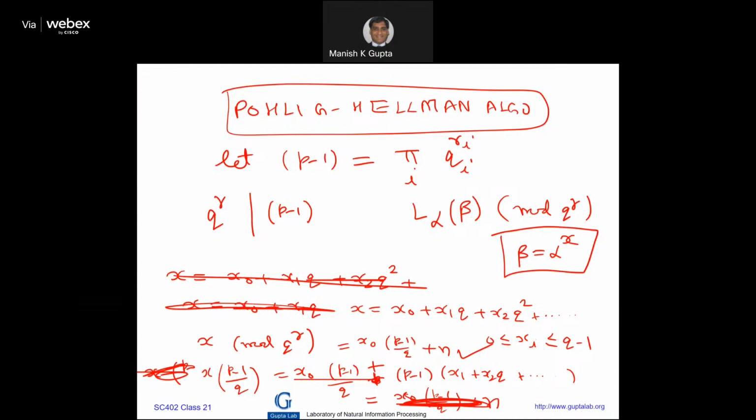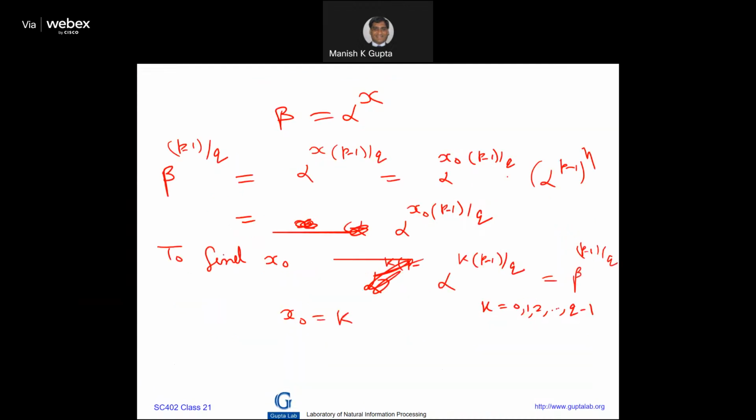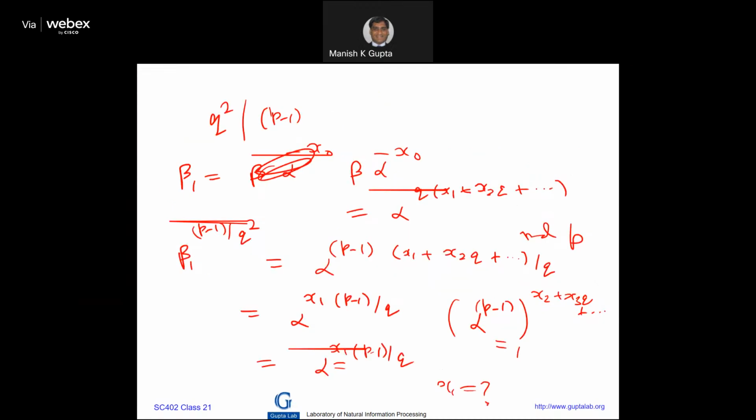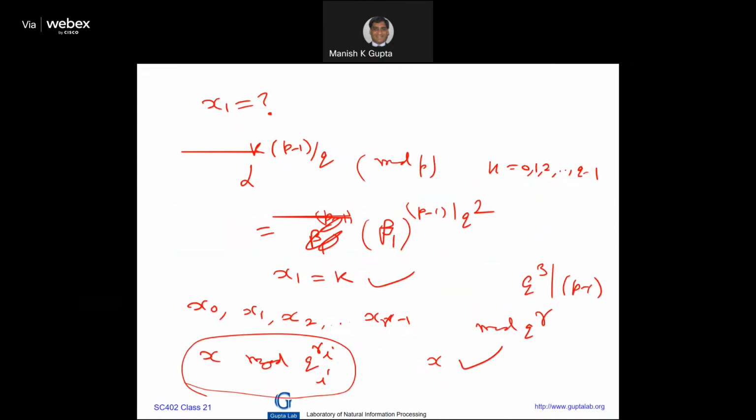We found x0. We similarly find x1, x2, and so on, and finally we find all these values. Each of these values we find modulo q raised to power r. By the combination, we find the value of x modulo q_i raised to power r_i. Now your friend the Chinese remainder theorem can be used, because the product of these is nothing but p minus 1. So using the Chinese remainder theorem, I can find x modulo p minus 1. So we have got the answer. I hope you understood the thing.